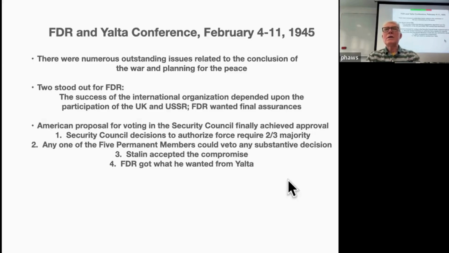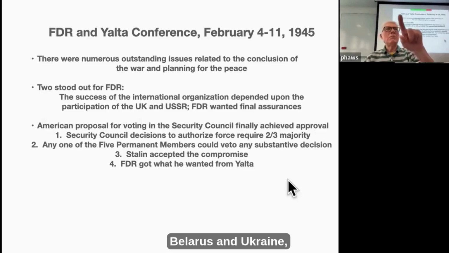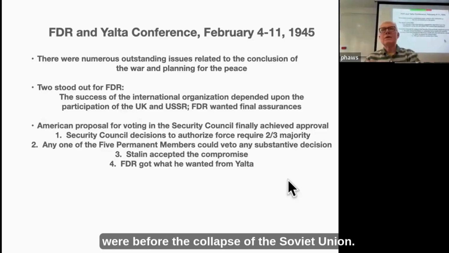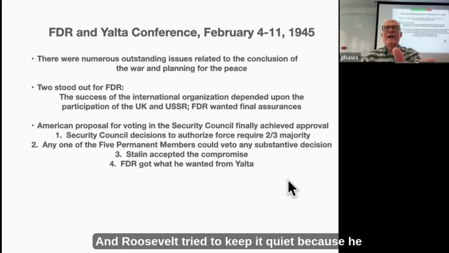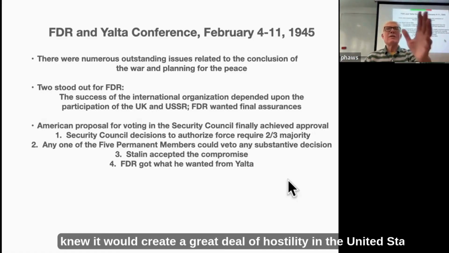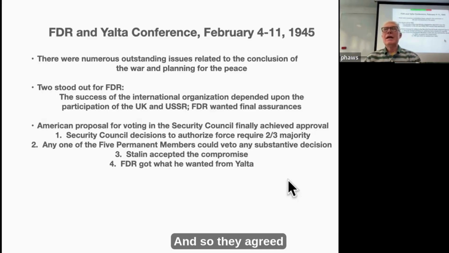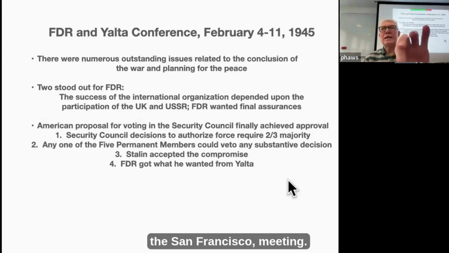And that's for the Soviet Republic to be represented. Well, there are 2, Belarus and Ukraine, were before the collapse of the Soviet Union. That wasn't worked out until San Francisco. And Roosevelt tried to keep it quiet because he knew it would create a great deal of hostility in the United States. And so they agreed to carry this over to the San Francisco meeting. And that's where it was left.